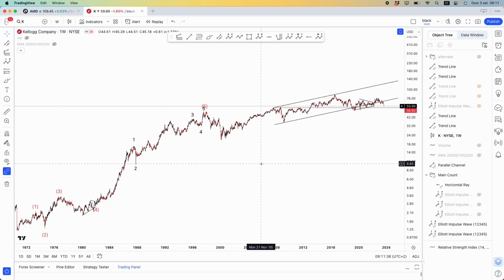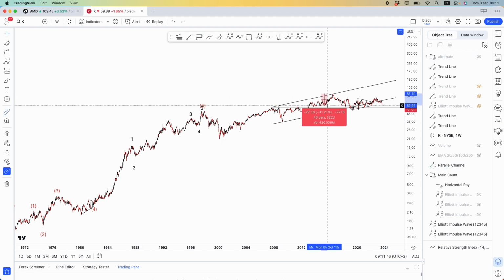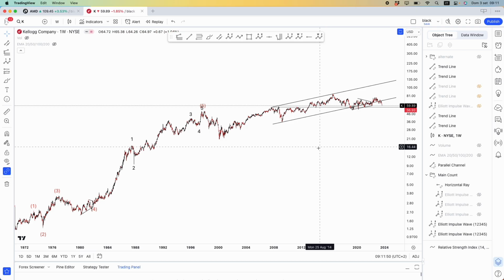So first of all, Kellogg is currently yielding about 4%, and we are sitting at around 32% down from the all-time high, as you can see. So today we're going to look at the Elliott Wave Analysis and see what we could expect in terms of price movement in the future, and how we could utilize that in our favor if we want to perhaps add Kellogg's to our dividend portfolio.